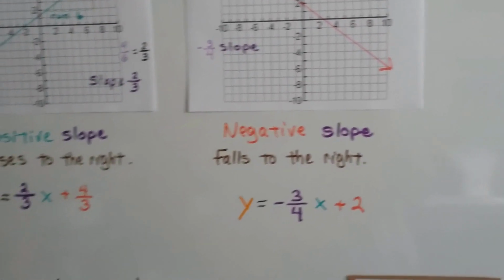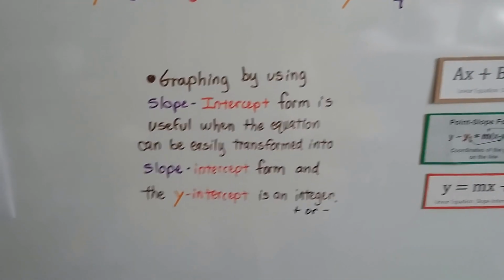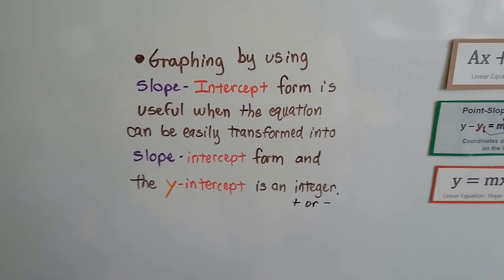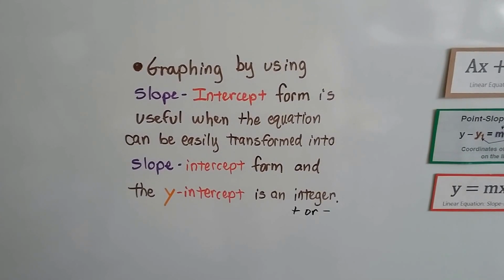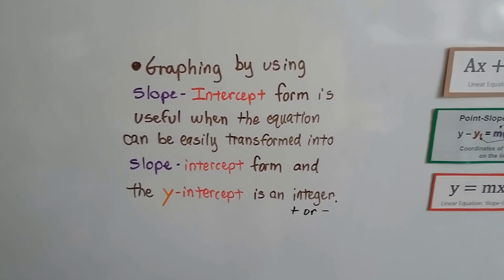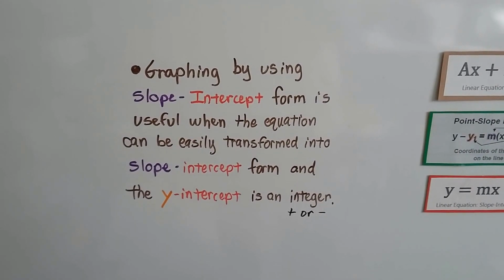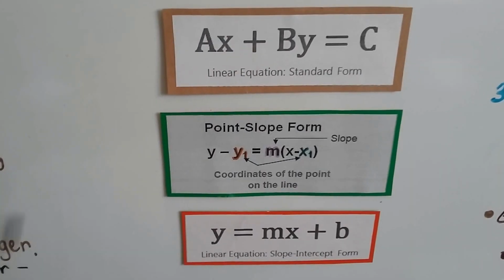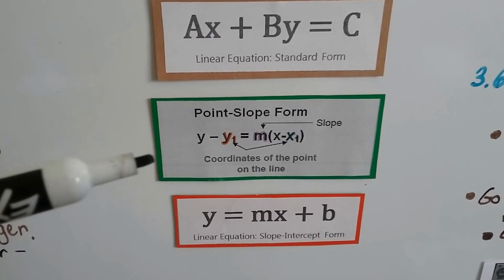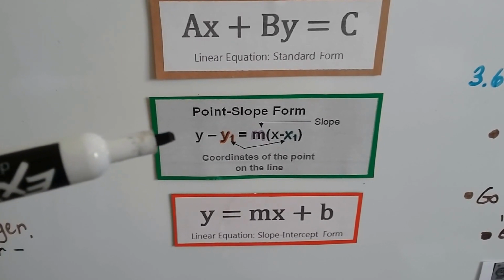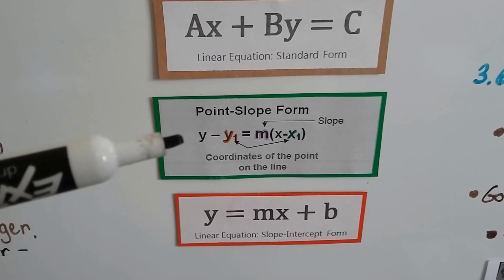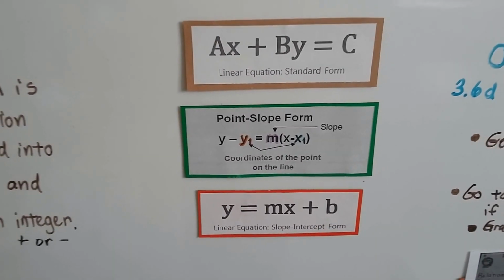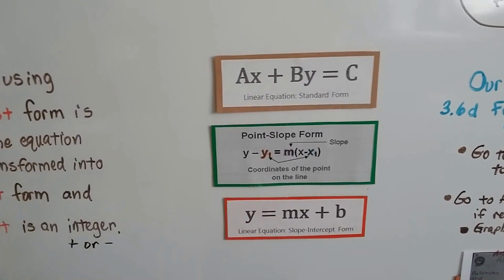And graphing using slope-intercept form is useful when the equation can be easily transformed into slope-intercept form by using the addition and multiplication properties of equality, right? And the y-intercept is an integer. It's a positive or a negative. So standard form of an equation looks like this. Point slope form looks like this. And then slope-intercept form looks like this. And we could change either one to the other, see?